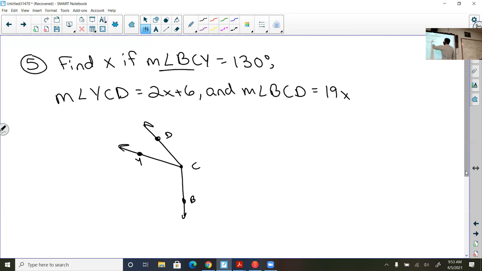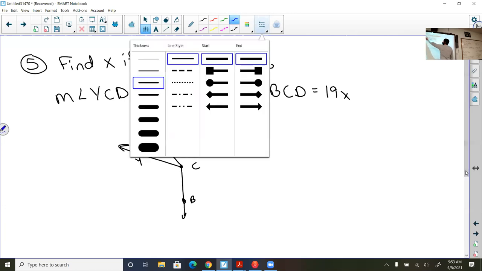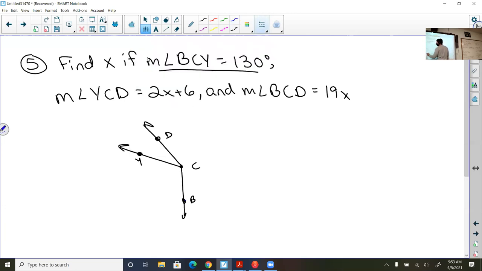So the first one being BCY. I'm going to start at B, go to C, finish at Y. So this angle is 130 degrees. YCD, Y to C to D, is 2x plus 6. And that means that the last one of 19x must be the whole. So B to C to D, this one is 19x.